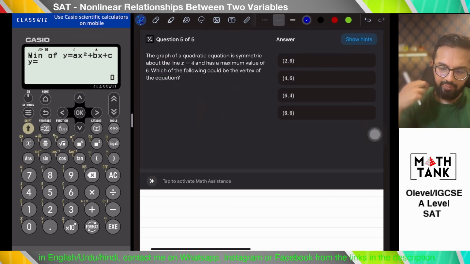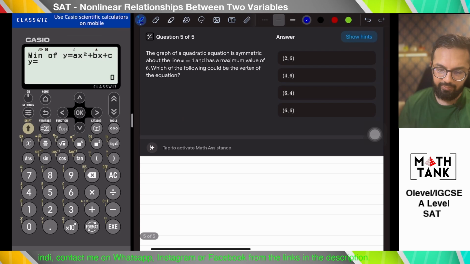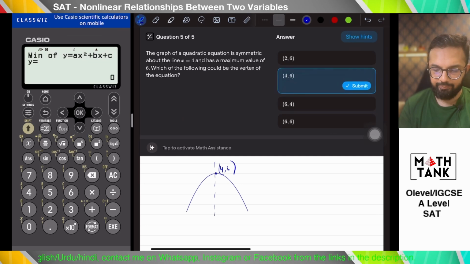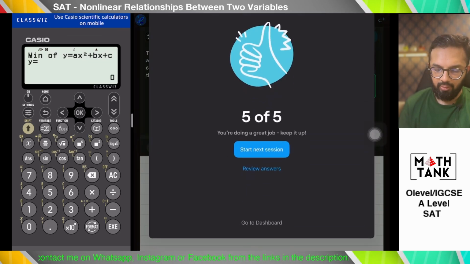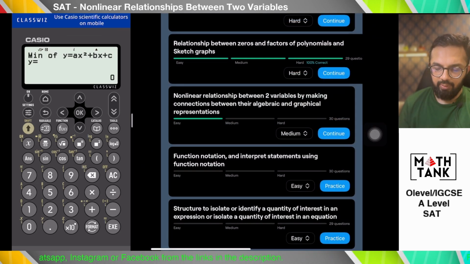The graph of a quadratic function is symmetric about the line x equals 4 and has a maximum value of 6. Okay, so 4 comma 6. Let's see some more medium level questions.